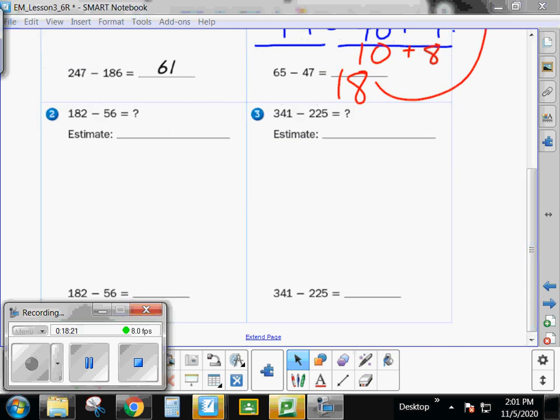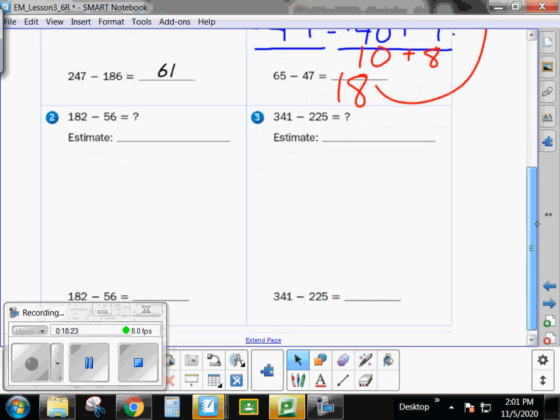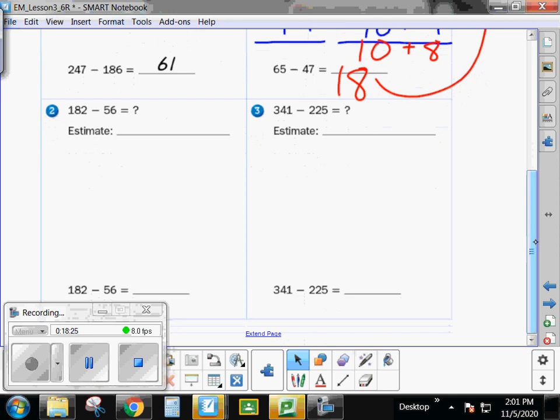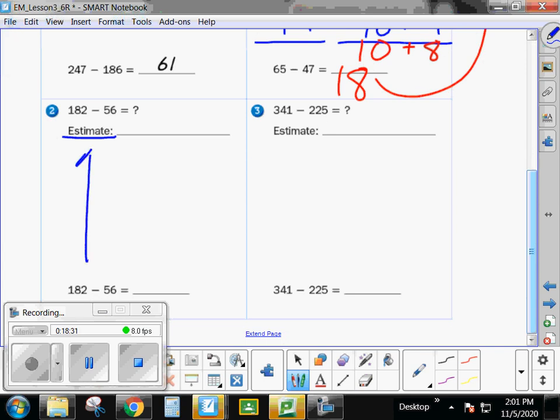All right, boys and girls, I want you to pause the video. I want you to go ahead and do number 2 and number 3 completely on your own. Make sure you do your estimate, rewrite your number vertically, and then make sure you expand your numbers and do all of your trading before you subtract. Go ahead and do number 2 and 3 together, then you can start the video and check your work.